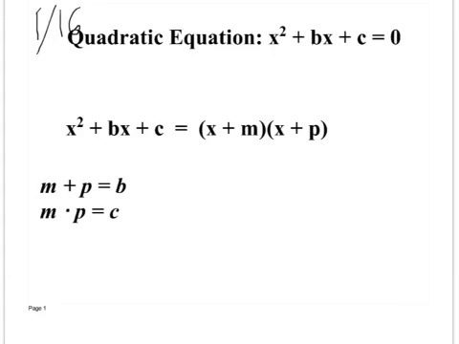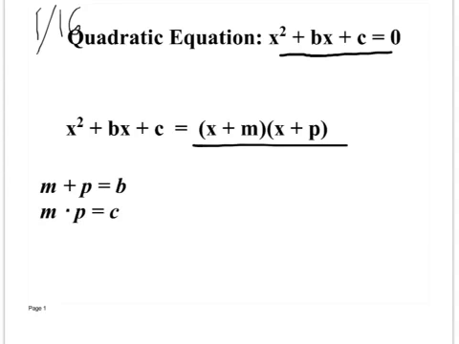Quadratic equations. What we're doing today is called quadratic equation. The parent quadratic equation is x squared plus bx plus c, that equals 0. When it's broken down, the factoring. Remember the factoring by grouping yesterday. It's broken down into this: x plus m and x plus p.